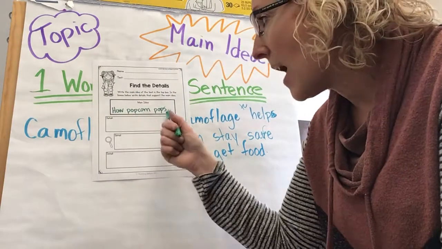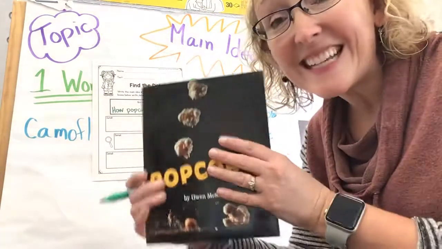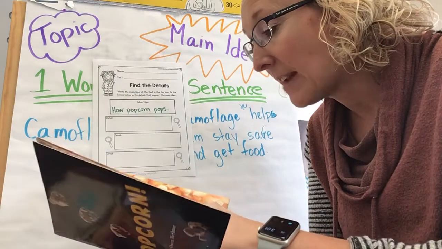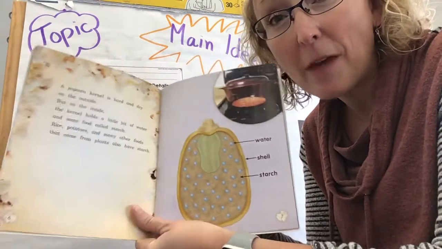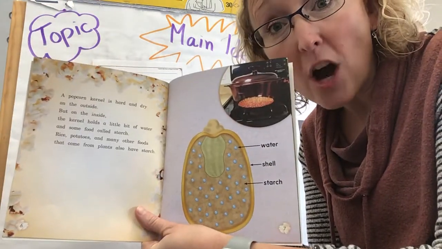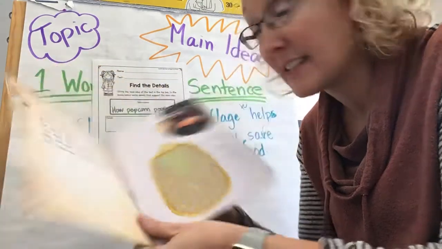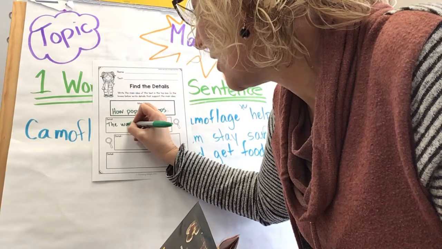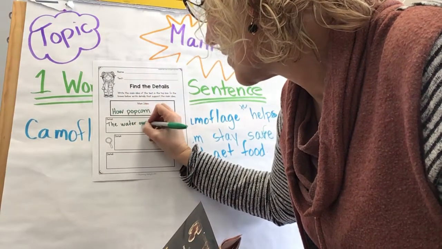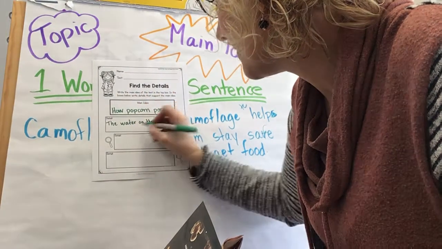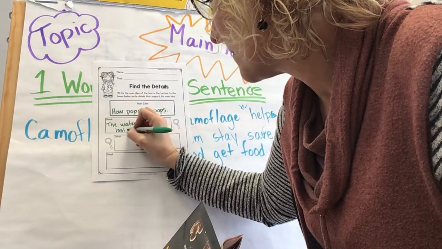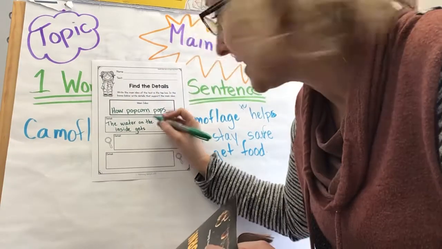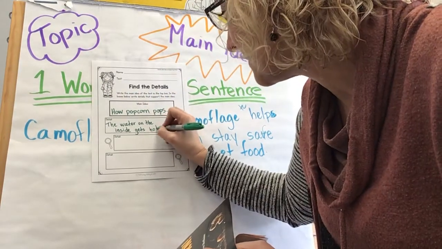Now, how does it actually pop? What are the details in the book that explain how it pops, right? So maybe we could say the water on the inside gets hot. Let's say this. The water on the inside gets hot. This is almost following steps now, isn't it? The water on the inside gets hot, right?